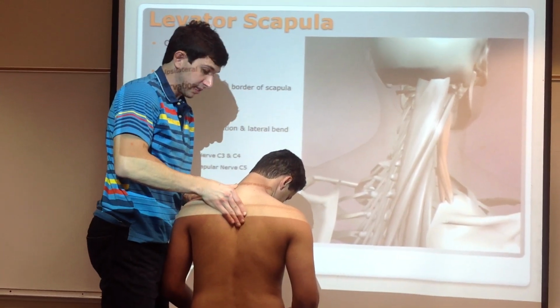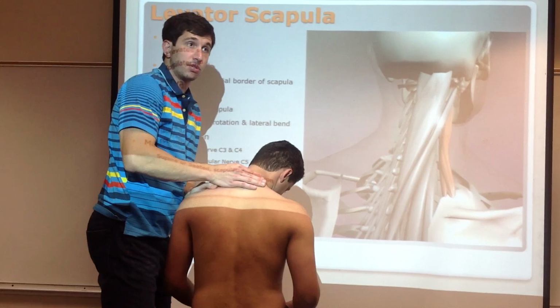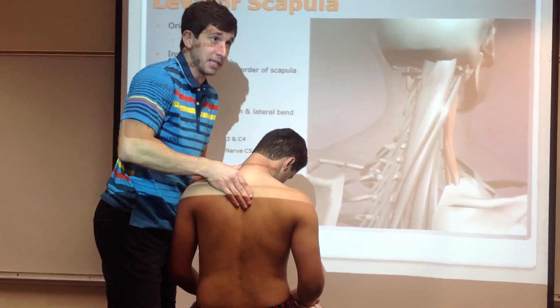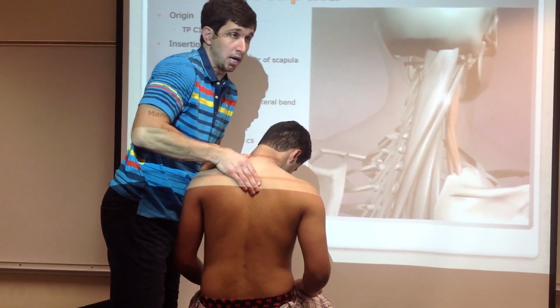Right, I want to see on you guys in the test that you do a glide all the way up to the transverse. All the way up there. Most of the time I see problems happen at the origin at C4.